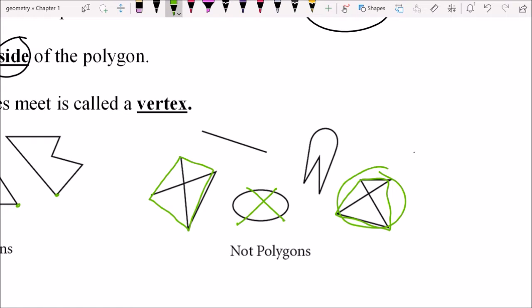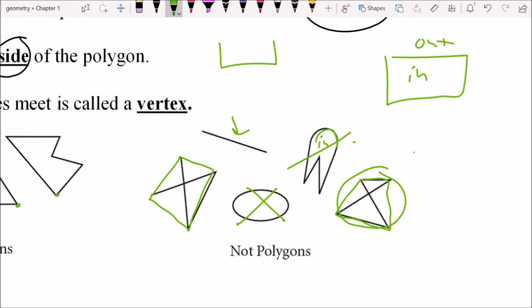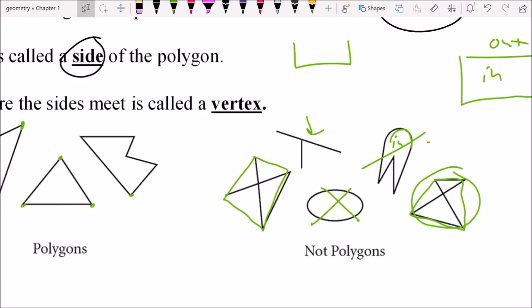What we mean by a closed figure is, an open figure would be like this, meaning we don't know what's the inside and the outside. Versus if I draw a rectangle, clearly this is inside and this is outside. This one has an inside and an outside, but because of this curve, it also is not a polygon. This segment doesn't have an inside and an outside. It has a top side and a bottom side, but there's no in and out. To be closed, it has to have an inside and an outside.